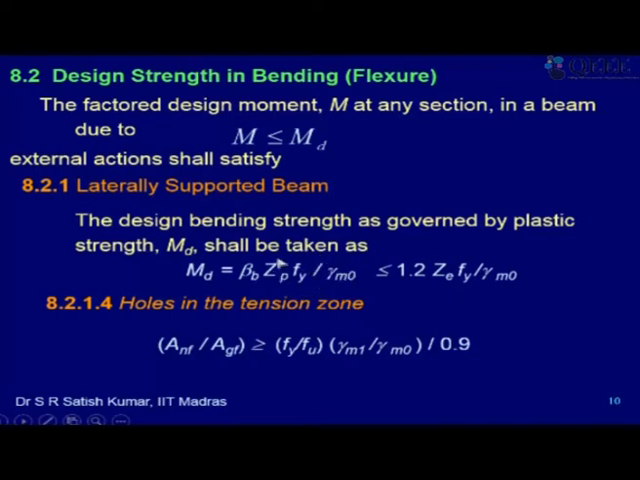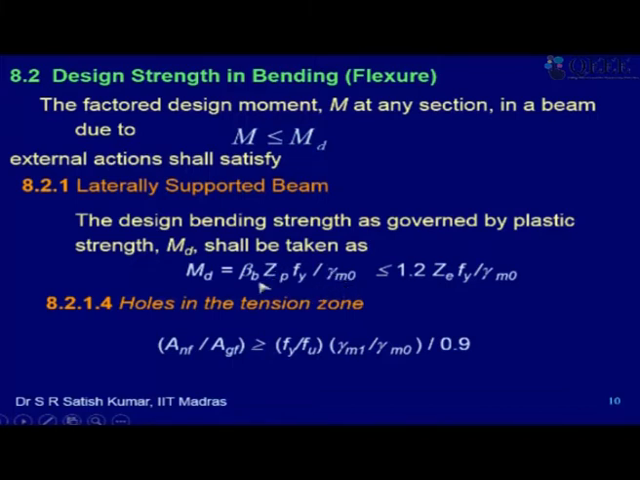Okay, so instead of writing like this for plastic and compact, if I go for a semi-compact section, I can't reach MP, so it has to be My, right? So ZE into Fy will be my My, and M design will be ZE into Fy by gamma M naught, right? So it will be like this.